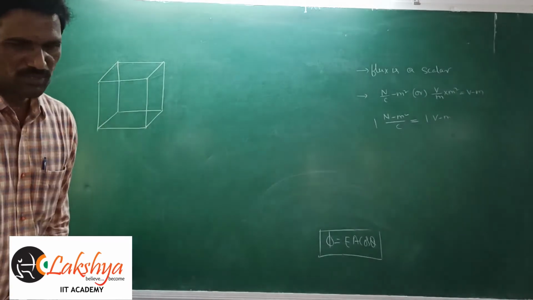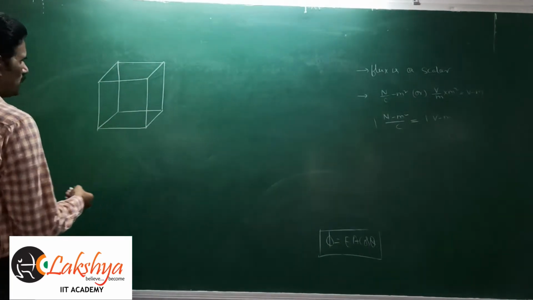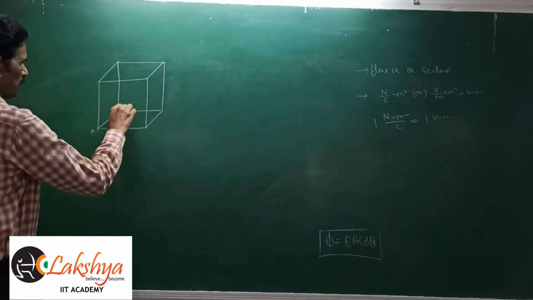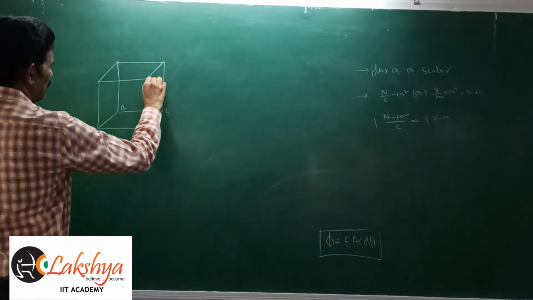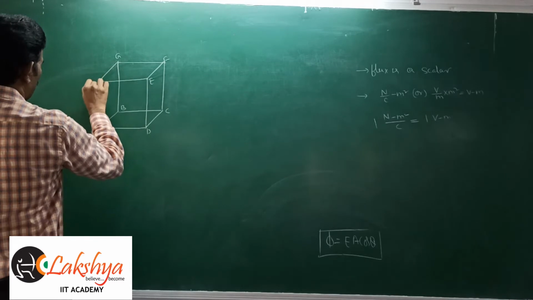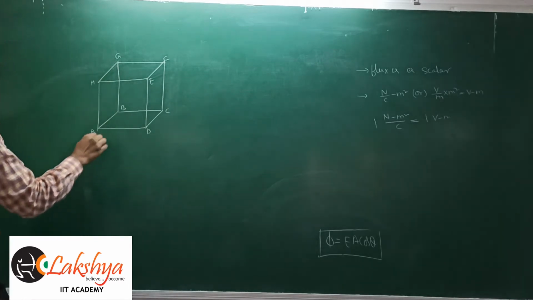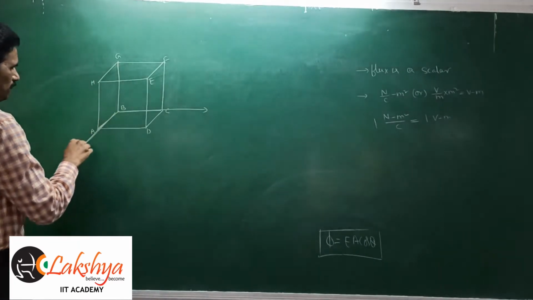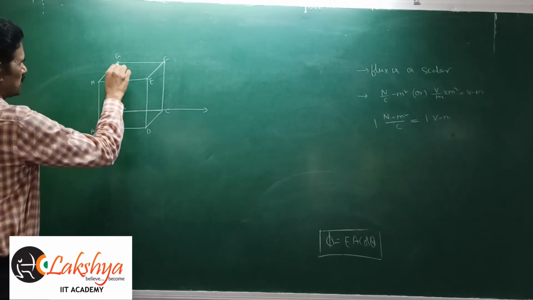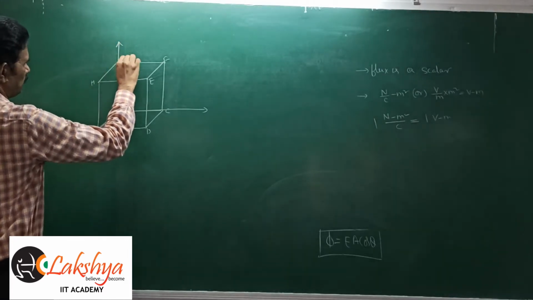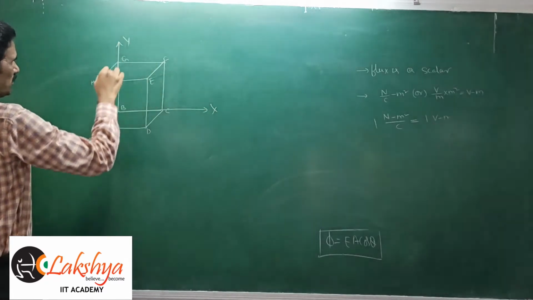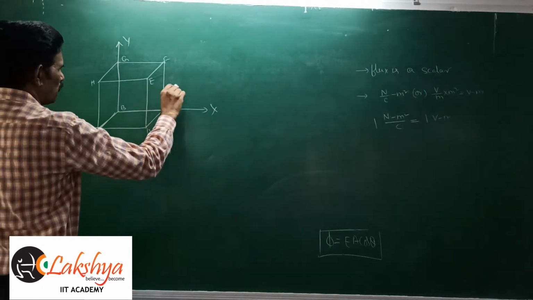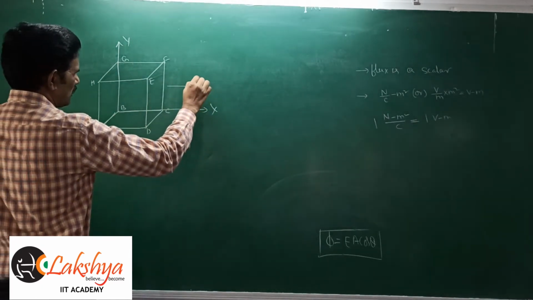Let us see this example here. This is a cube, for example, and I am taking this as A, B, C, D, E, F, G, H. Suppose this cube has another axis considered here, say X, Y, and Z axis. Now suppose it is placed in a uniform electric field. The uniform electric field will be along this x-axis.